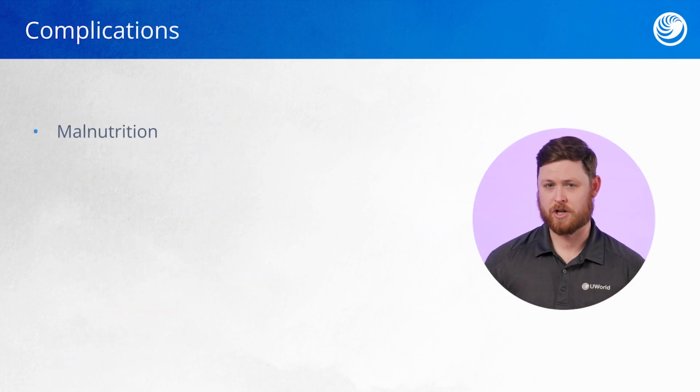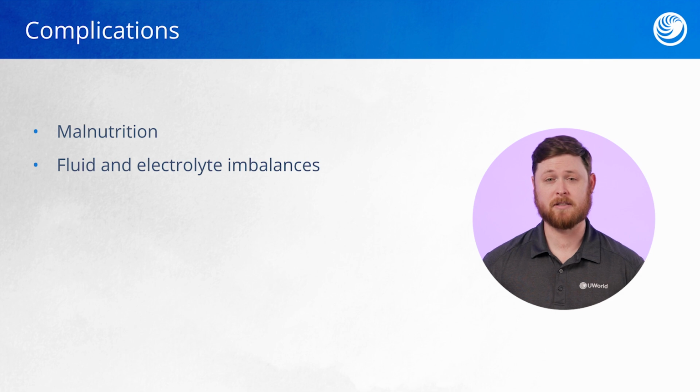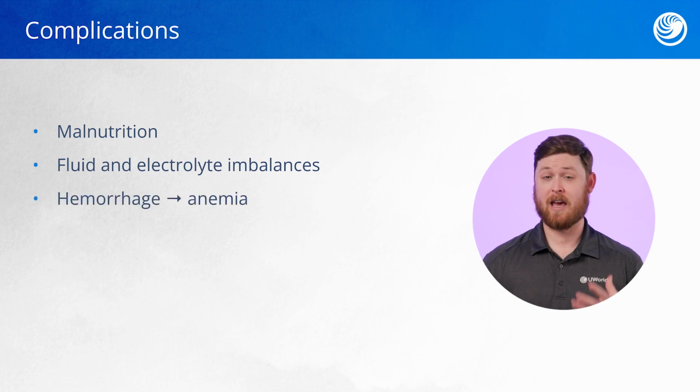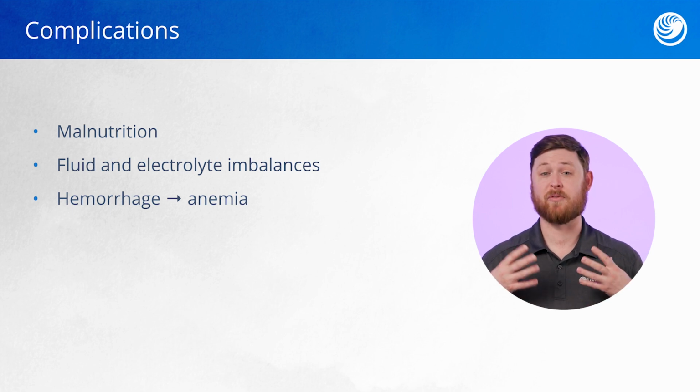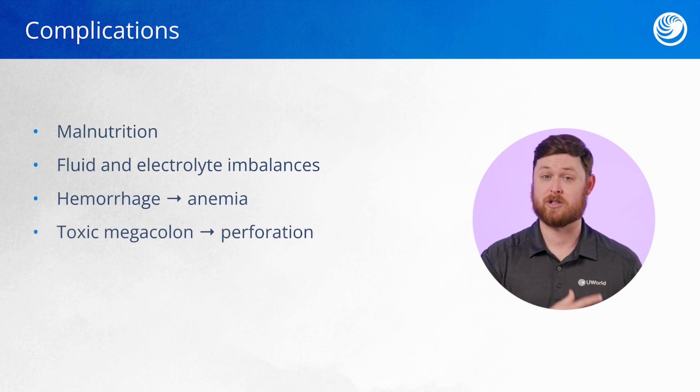Complications include malnutrition and fluid and electrolyte imbalances. Again, the colon is very important when it comes to absorbing water, nutrients, and electrolytes from our gastrointestinal tract. With irritation of the colon tissue, this can lead to hemorrhage, and if they hemorrhage, they become anemic. Now, with fluid loss due to hemorrhage, as well as that decrease in water absorption from the gastrointestinal tract, these clients can be at risk for hypovolemia, which can lead to hypovolemic shock.